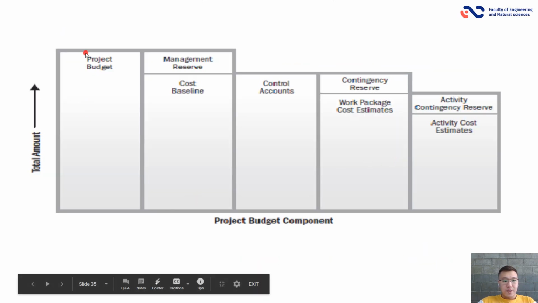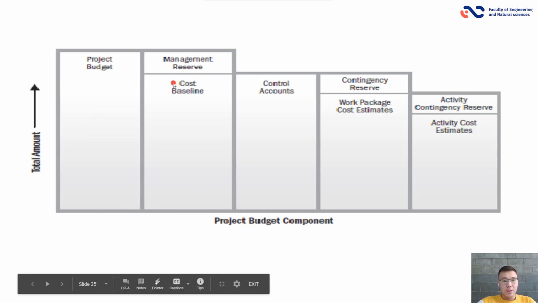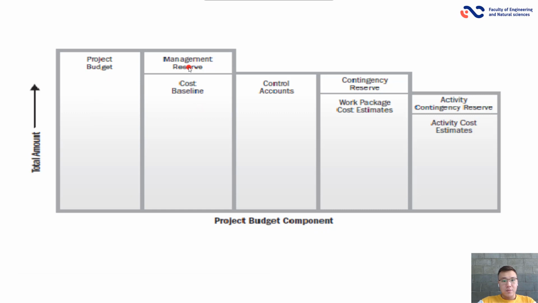Here is a graph of total amount with project budget components. It comes first, project budget, then management reserves. Under the management reserves, it's cost baseline, then control accounts, and contingency reserves. Under the contingency reserves, it's work package cost estimates and activity contingency reserve, and under it, activity cost estimates.